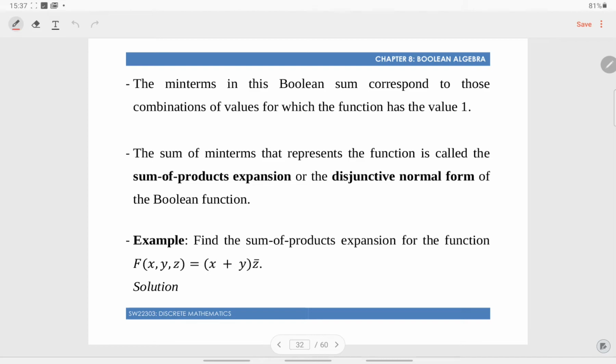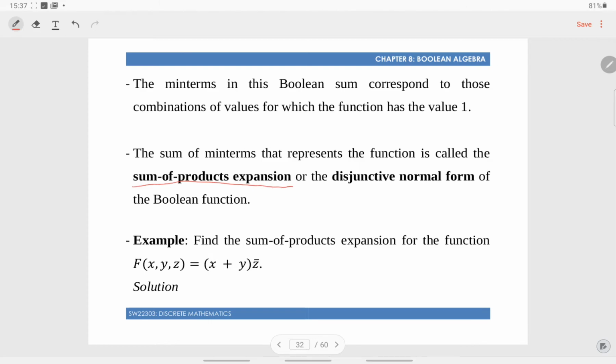The minterms in this Boolean sum correspond to those combinations of values for which the function has the value 1. So the sum of minterms, some distinct minterms, we add together by using the Boolean sum operation. It represents a function that is called with a special name. We call this function the sum of product expansion.